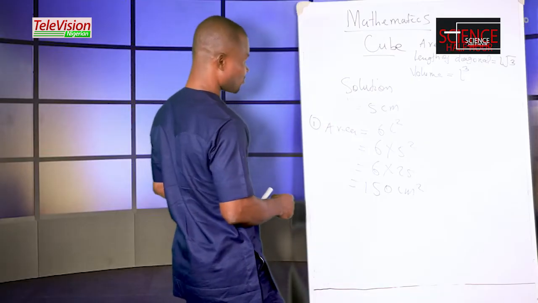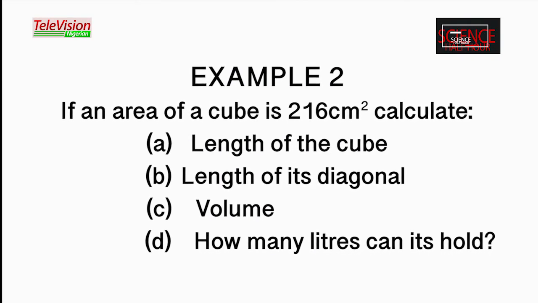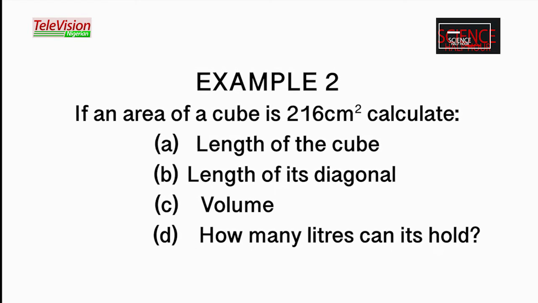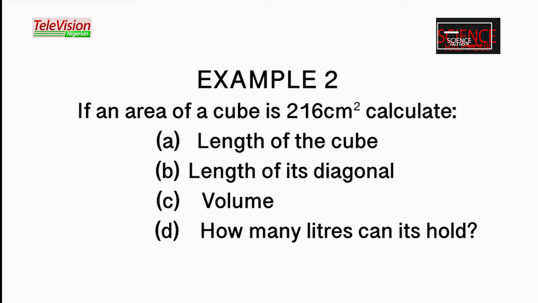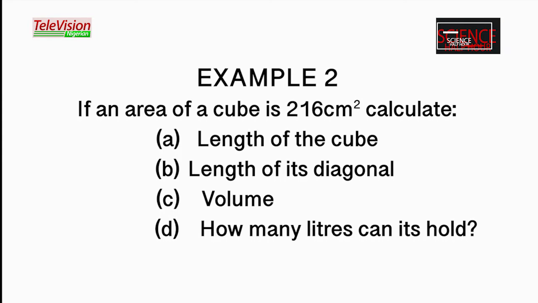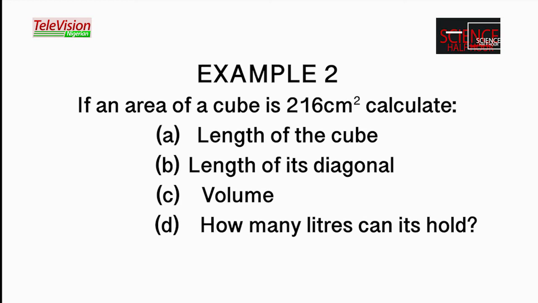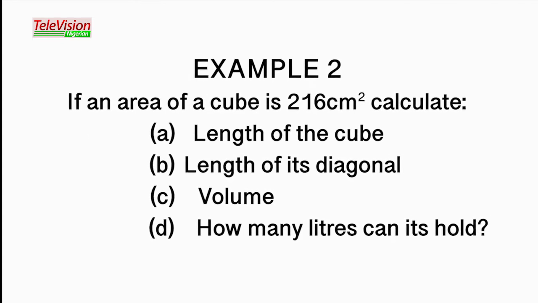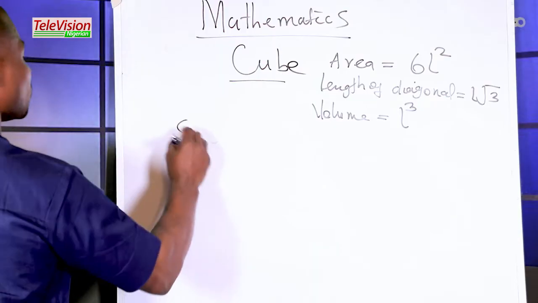Example 2. If an area of a cube is 216 cm², calculate A, length of the cube, B, length of its diagonal, C, volume, D, how many liters can it hold? Solution.